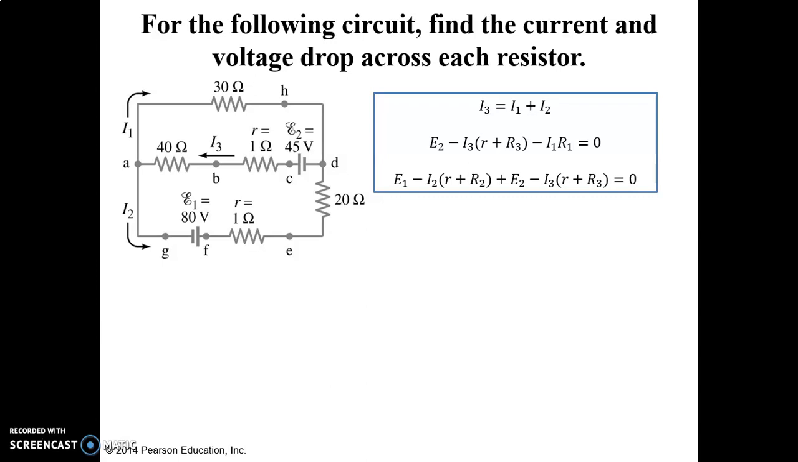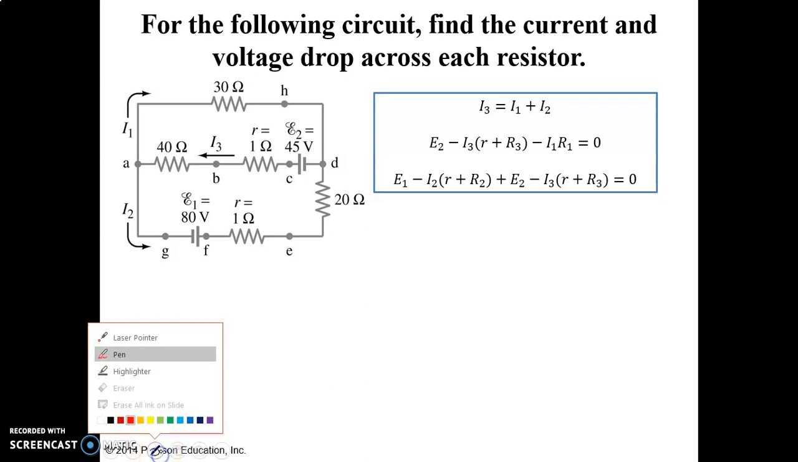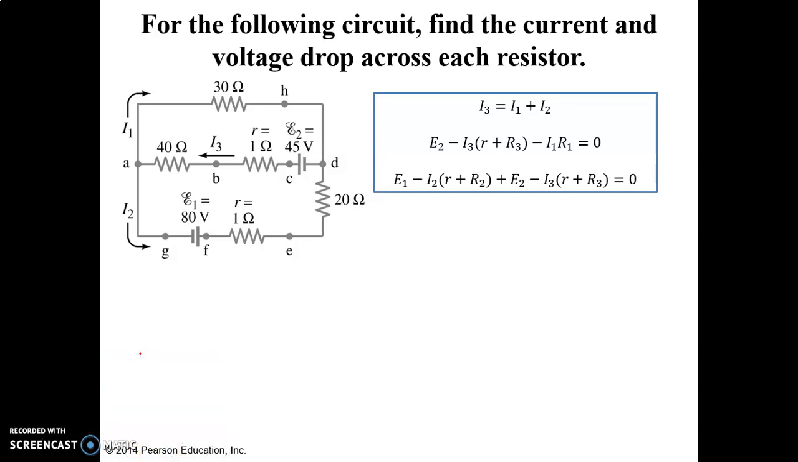Okay, so we are now going to use these equations to solve for a variable. Now, the easiest method to do this is to look for the one variable that's in all three equations. The one variable that's in all three equations is I3. So we're going to solve everything in terms of I3, which means that for these equations here, we need to solve for I1 and I2.